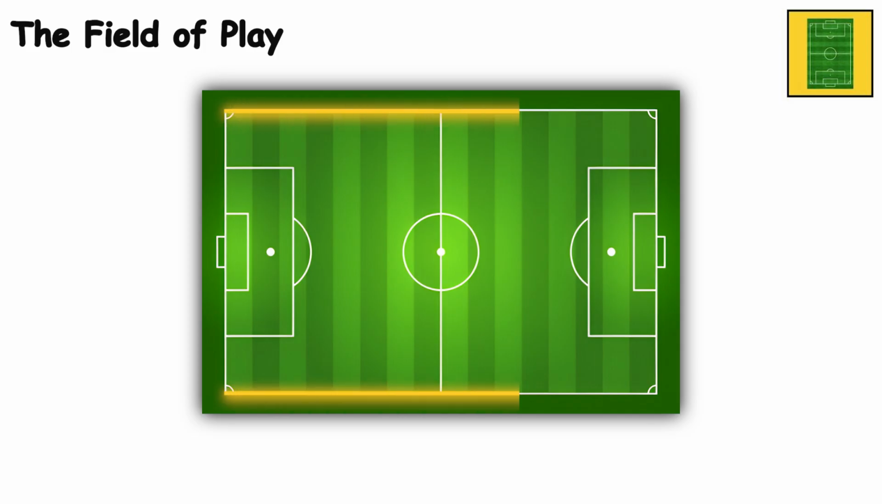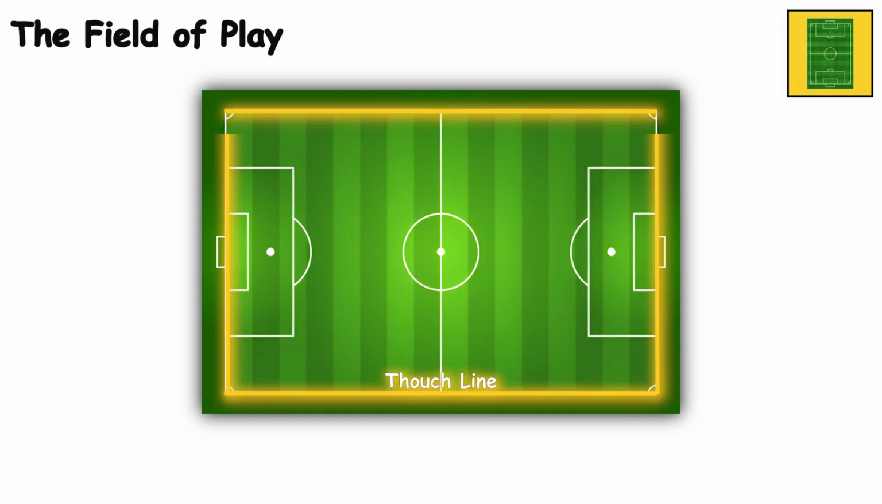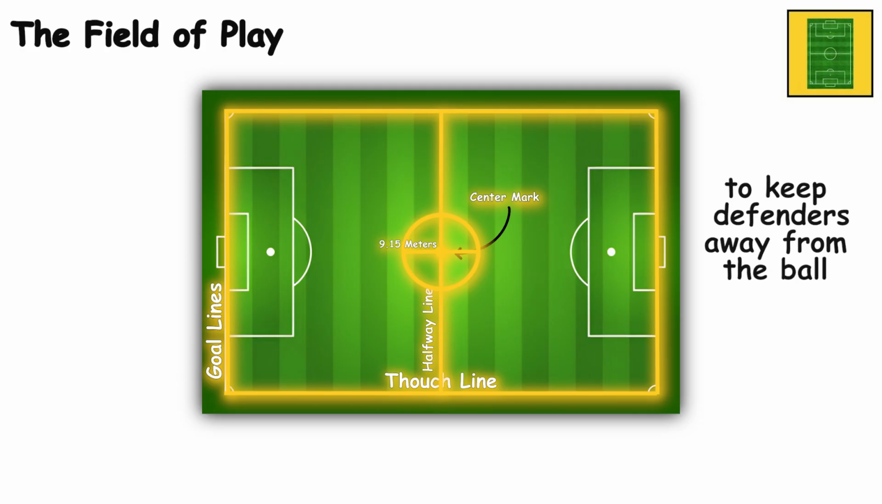The long sides are called touch lines. The short ones, where the goals are placed, are called goal lines. In the middle of the field, there's a halfway line that divides it into two equal halves. Right at the center of that line is a small center mark, and surrounding it is a big circle with a radius of 9.15 meters. This center circle is used to keep defenders away from the ball when the game kicks off or restarts.